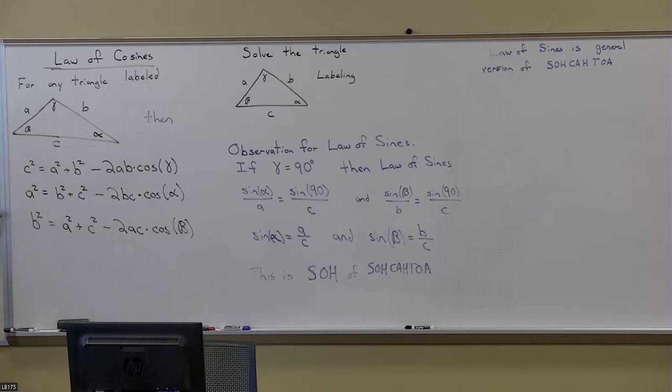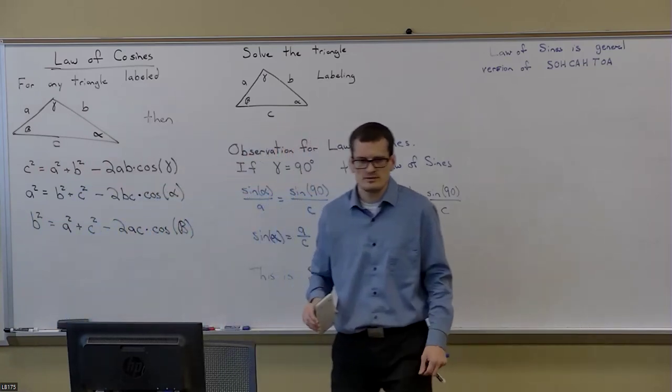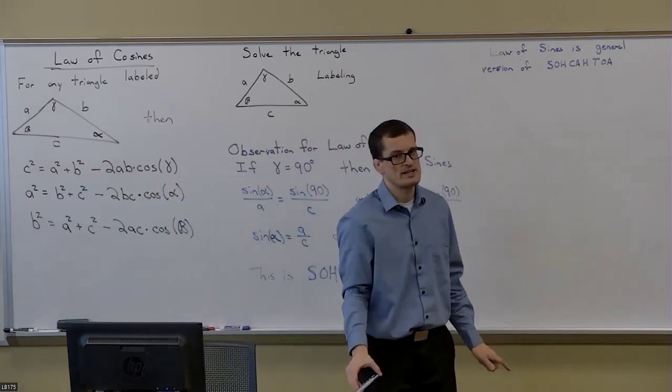On your trig identity sheet, I probably don't list them off in this order. I probably go a squared, then b squared, then c squared, but. Now, this is a real quick, easy observation.